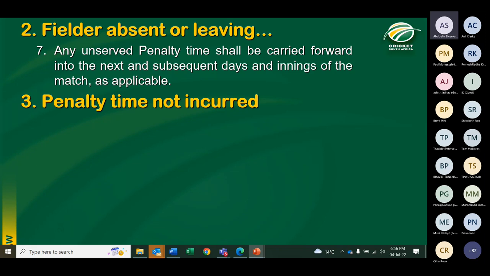There are instances where penalty time will not be incurred. What are those instances?